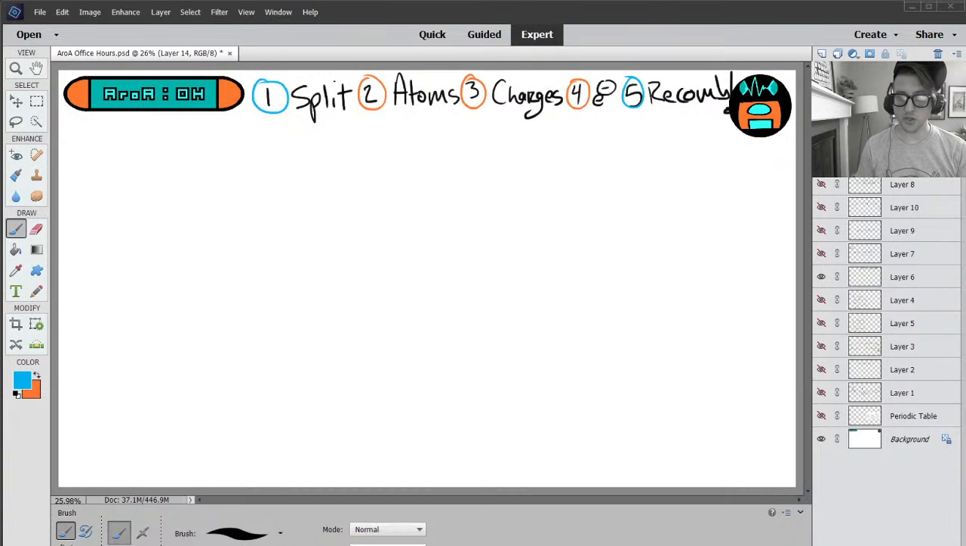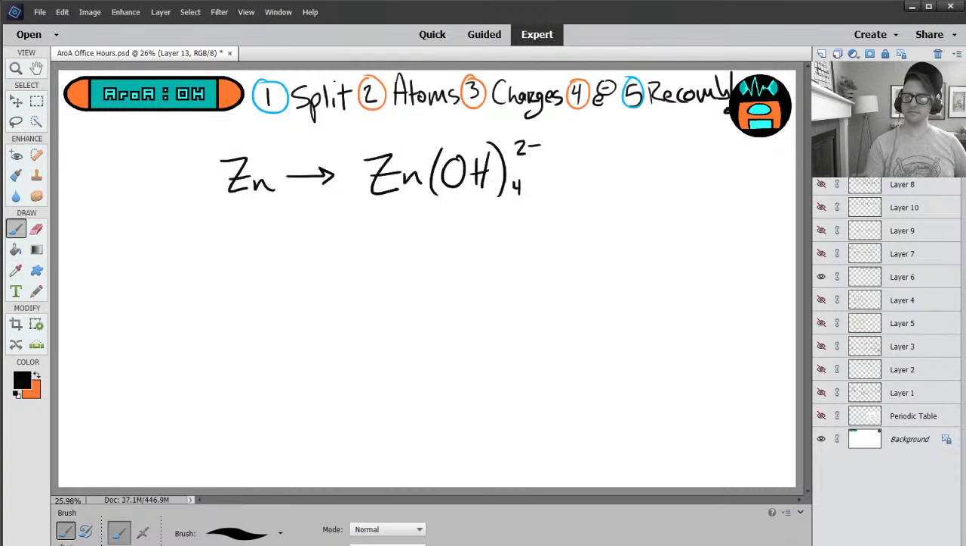So let's do the other half reaction now. So let me pull up the original problem. There we go. So this one actually has a little bit of a trick. There's a shortcut.